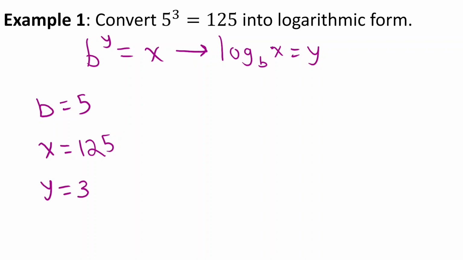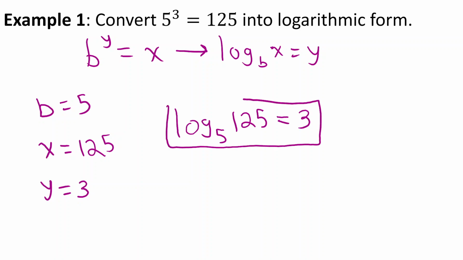And if you put that all into logarithmic form, you get the log base 5 of 125 is equal to 3. So remember, it's just a pattern game. You just eyeball it using 5 to the third equals 125 and b to the y equals x. You can just see that everything lines up.